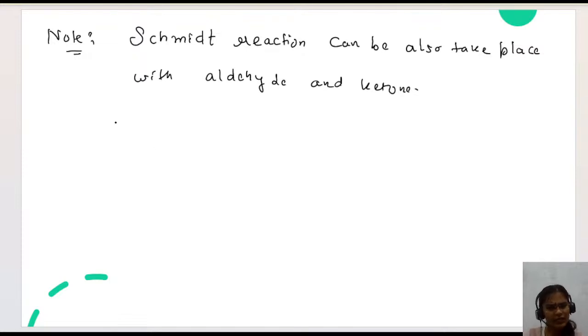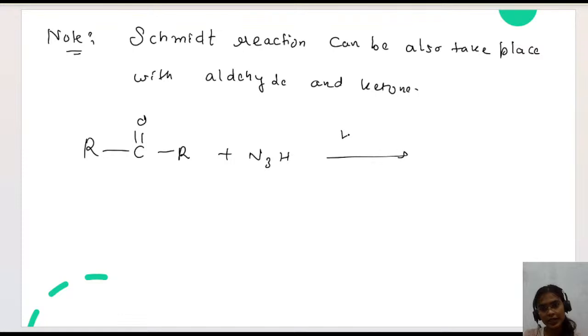Anyway, let me just write the name. We are not going to deal with caprolactam now. So simply, let me just start with the ketone. This is RCOR, and in this case, if I'm using N3H and then H2SO4, what is happening? There is a formation of RCO, and listen, this nitrogen is going to fit here, simply, in between CO and R.